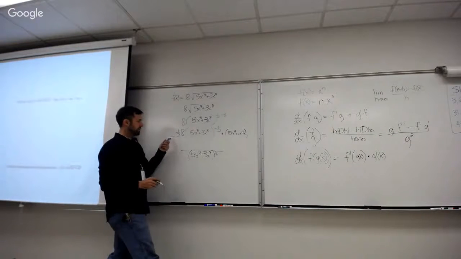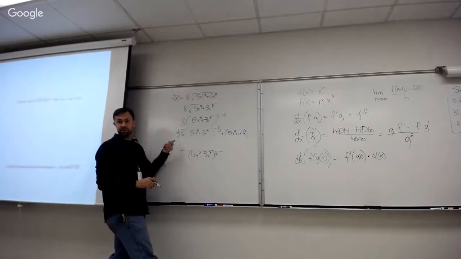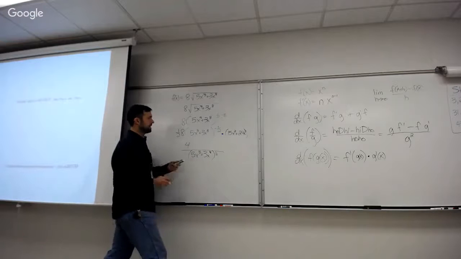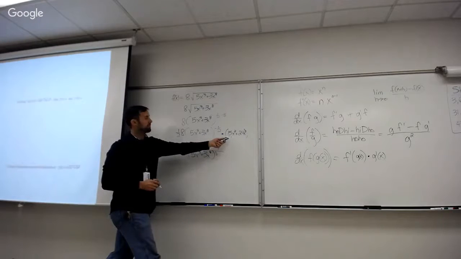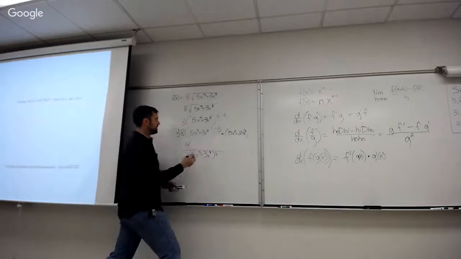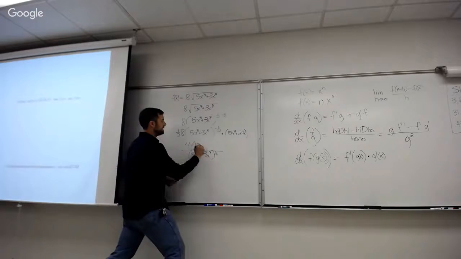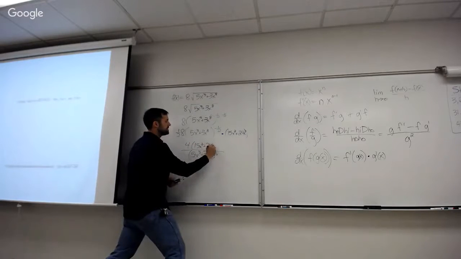Half of 8 is 4. Where does the 4 go? Numerator or denominator? Numerator, because it's just a 4. Where does this thing go? Numerator or denominator? Numerator as well. It's just a whole number. So that'd be 15x squared plus 24x to the 7th.